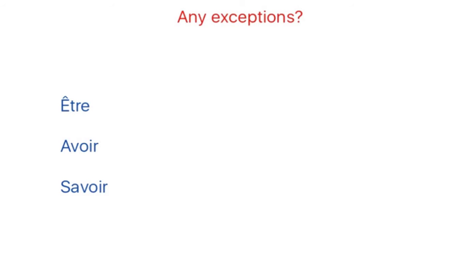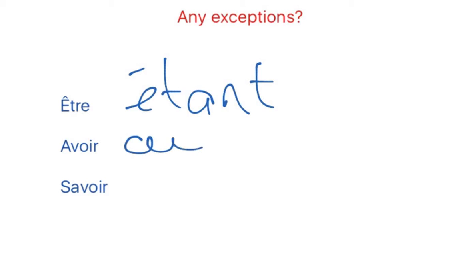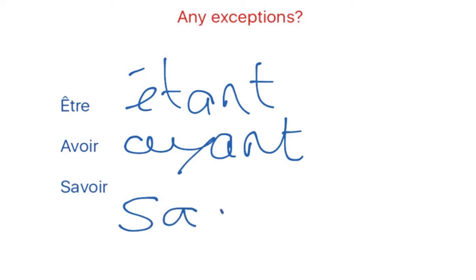Of course, we have to have a few exceptions, but if you follow that method of starting from the nous form of the present tense and removing the -ons, there are only 3 irregular verbs. Okay? And these are être, which becomes étant; avoir, which becomes ayant; and the last one is savoir, to know, which becomes sachant.